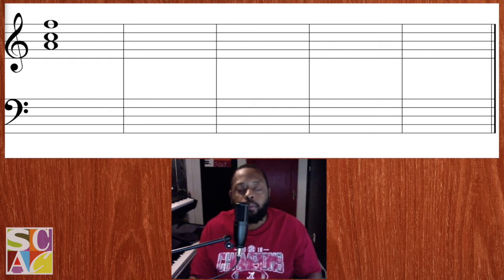Now let's talk about first inversion. We're still dealing with the same F major triad, but now it's in first inversion. Why is that? Now the third note of the chord, which is A, is now on the bottom. So A, C, and F is still considered an F major triad because you still have the notes of F, A, and C, but it's in first inversion because the A now is on the bottom.